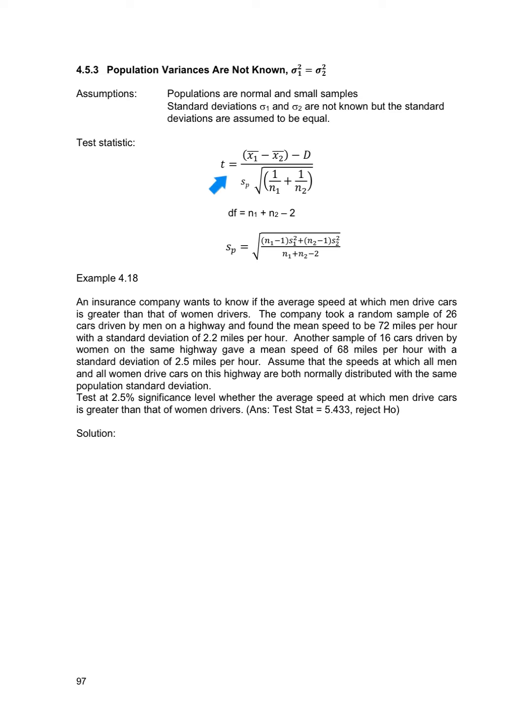So the test statistic will be T equals to x bar 1 minus x bar 2 minus difference, over pooled standard deviation Sp times square root of 1 over n1 plus 1 over n2, where the formula for pooled standard deviation equals the square root of n1 minus 1 s1 squared plus n2 minus 1 s2 squared, over n1 plus n2 minus 2. Kalau tadi kita kena cari degree of freedom, yang ni yang awak kena cari adalah dia punya pooled standard deviation.